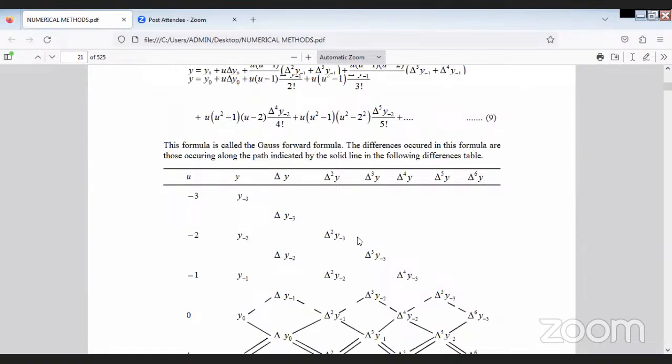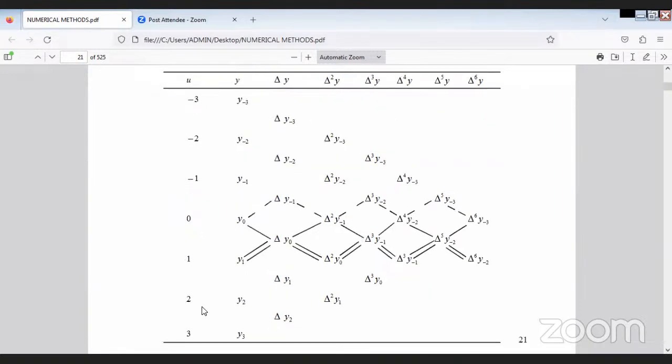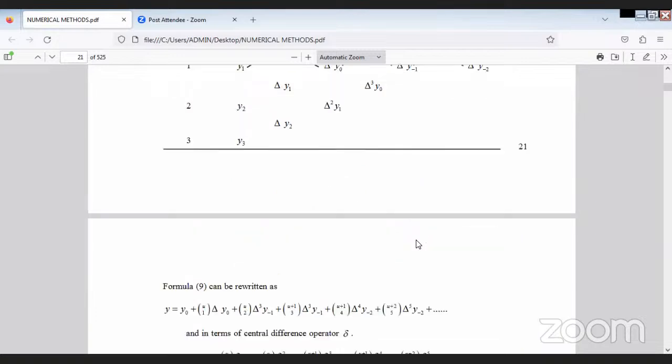Here, in the central difference table, you have to take the central value 0, 1, 2, 3 and -1, -2, -3. Negative values are shown in the upper part and positive values in the lower part. So see here y-2, y-1, y0, y1, y2, y3, then Δy-1, Δy0, then Δ²y-1, Δ²y0, then Δ³y-1, Δ⁴, Δ⁵, Δ⁶. The order of the differences increases in the central difference table.